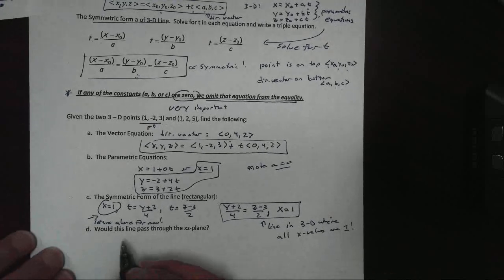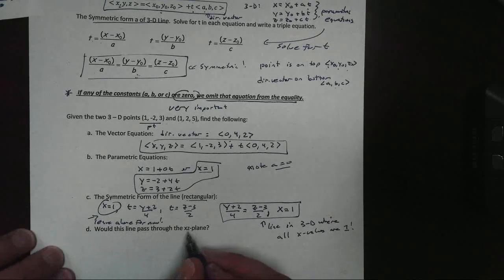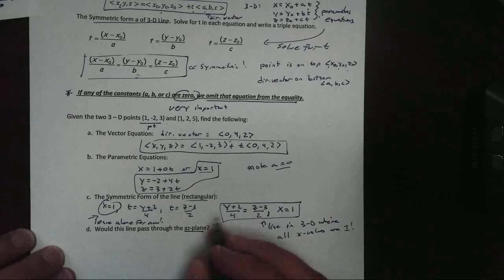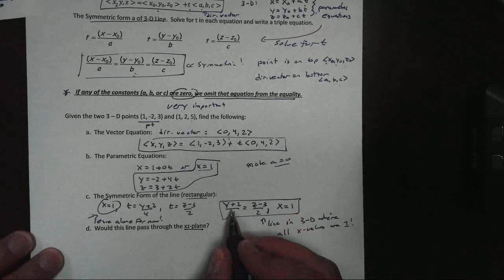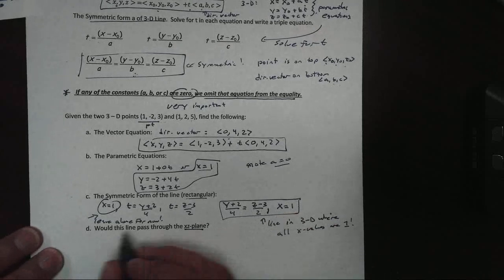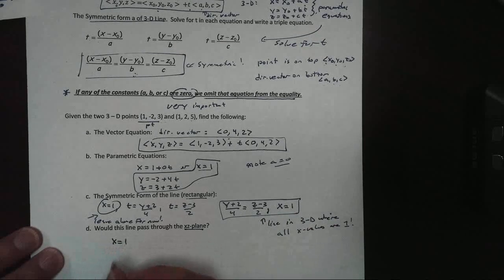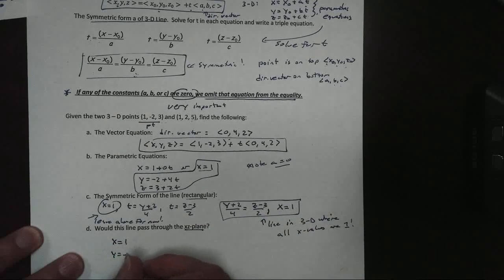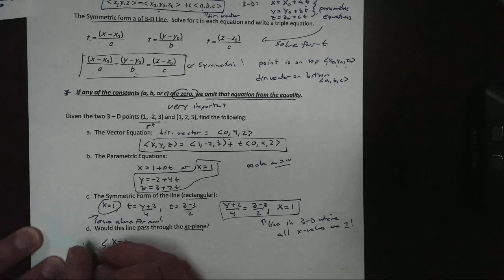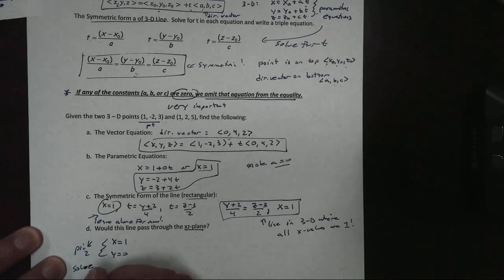And the last question says, would this line pass through the xz plane? Well, to find out if it passes through the xz plane, we need 2 points. I need to solve for x, y, and z. Well, we already know x is 1. So I'm going to pick a random y value. Easiest y value I can do, pick 0. So basically you pick 2, solve the third.